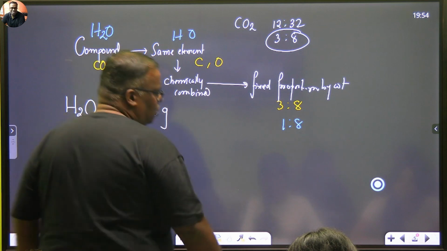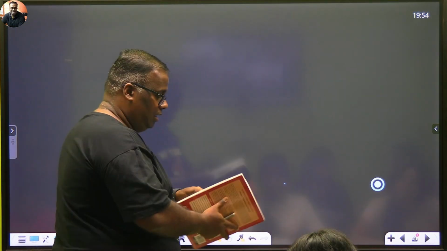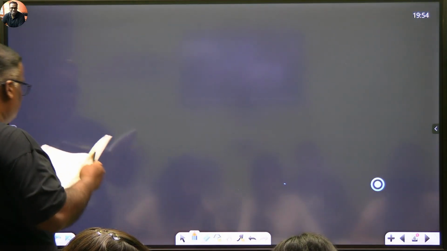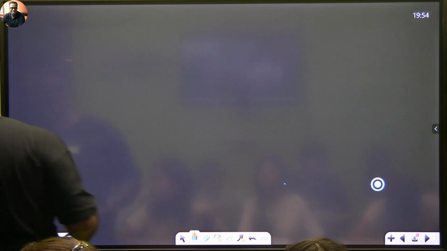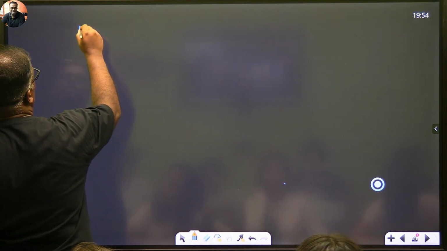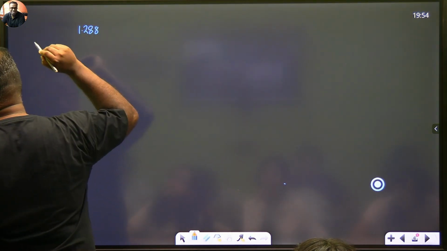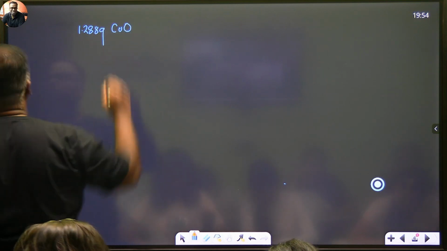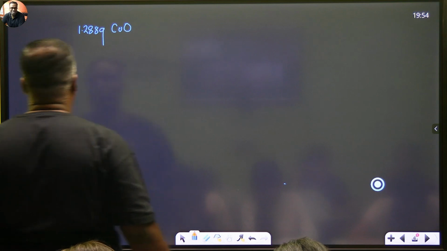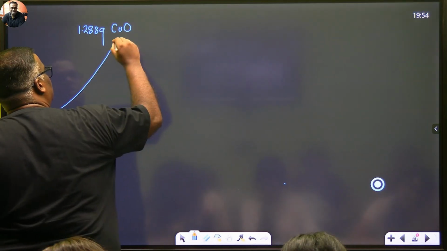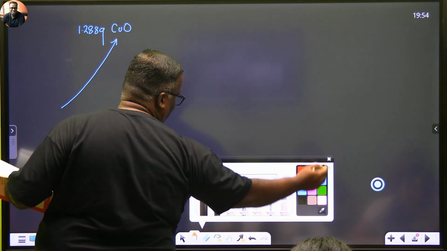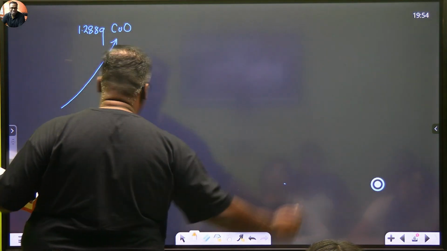Right? Understood? Law of constant proportion. So let's see some law of constant proportion oriented problems. So, we have one problem. Let's see. There is an experiment in which 1.288 grams of copper oxide, CuO, was obtained. You actually obtained this. इसको आपने पैदा किया. कहाँ से पैदा किया? Sir, we had lot of copper in our house. We reacted it with oxygen. We got copper oxide.